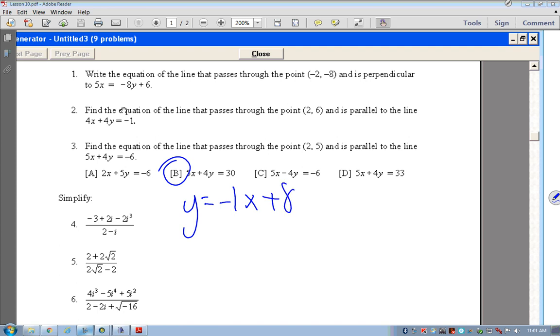If I wanted that in standard form, we'd be getting x plus y equals 8, really, for all that's concerned. Yeah, and in this answer, what they gave was 4x plus 4y minus 32 equals 0. Anyway.